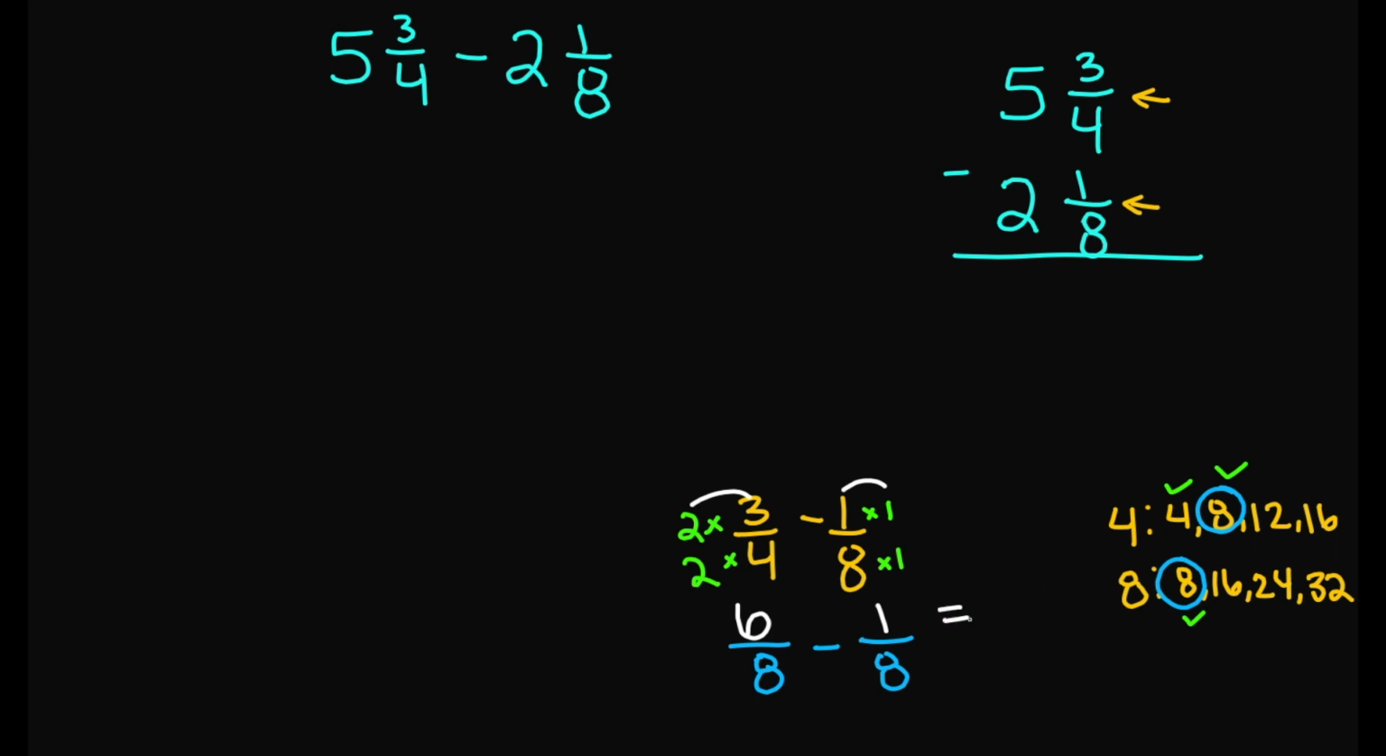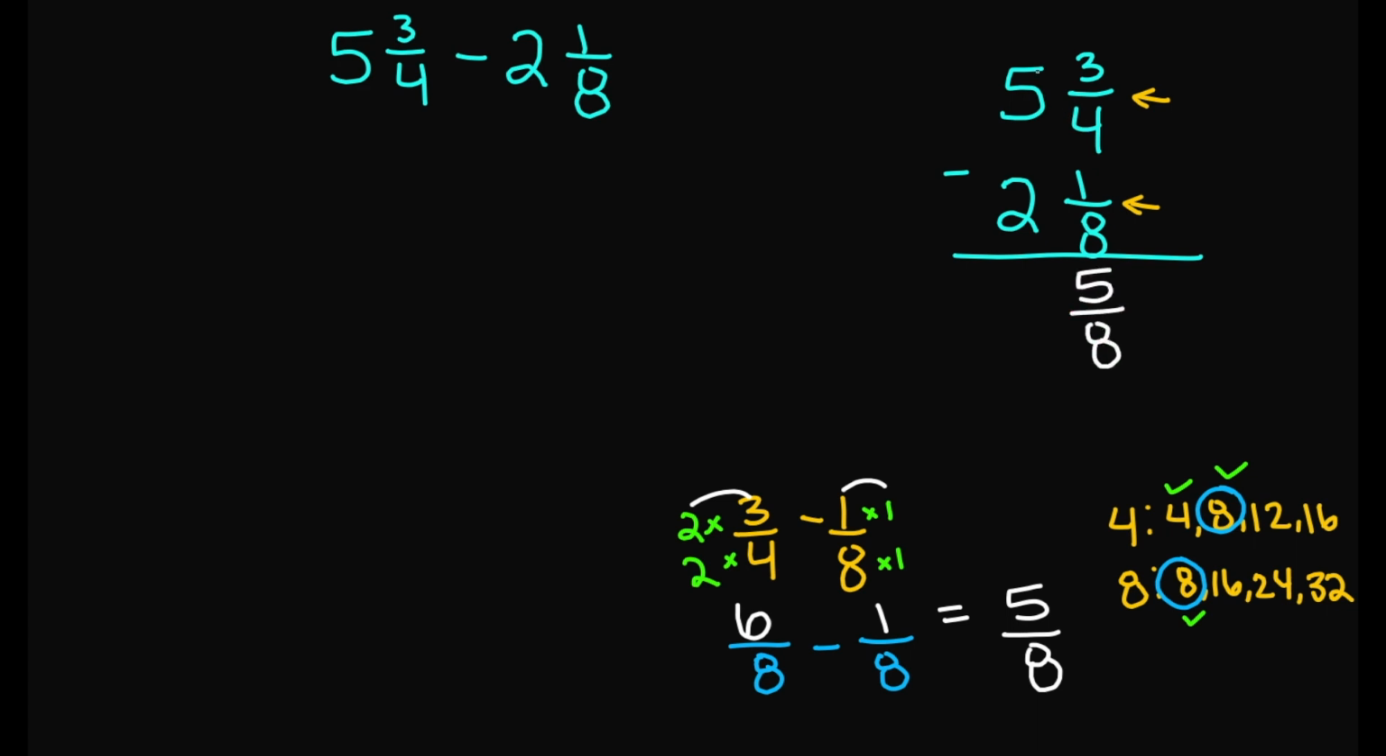So now my denominators are the same. I'm going to subtract my numerator. So 6 minus 1, this is going to be 5, and that's going to be over 8. I cannot simplify any further my 5 over 8, so this is my answer here when I subtract my fractions. So I'm going to put 5 over 8 here.